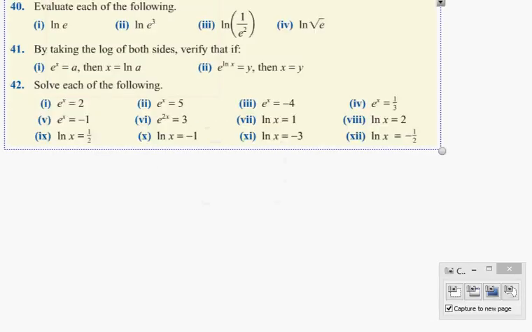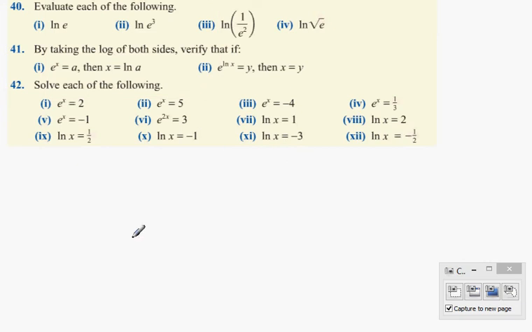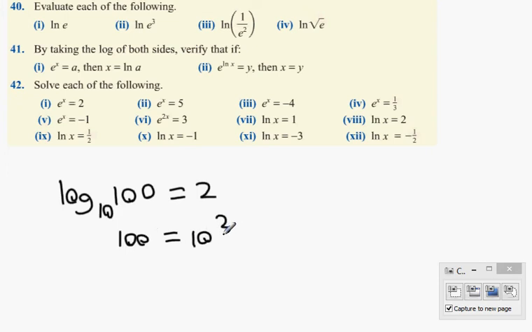If you remember earlier in the chapter, we had log 100 to the base 10 equals 2, because 100 equals 10 squared. That's how we introduced it. What ln means, you'll see something called ln. What ln means is log to the base e. That's what ln means automatically.